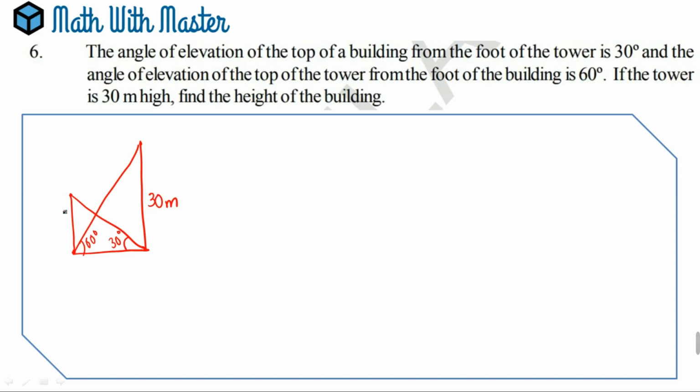So now we will let this be h, this be d, as distance, as height. So now we will name these points. This is point A, this is point B, this is point C, this is point D.